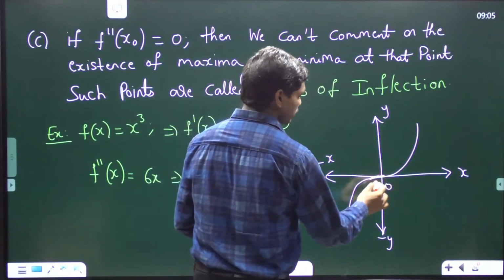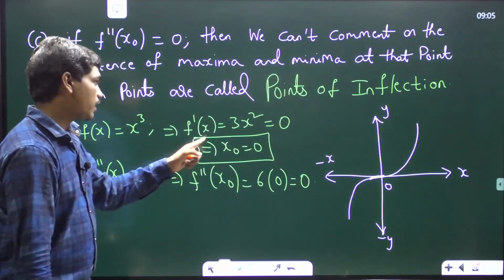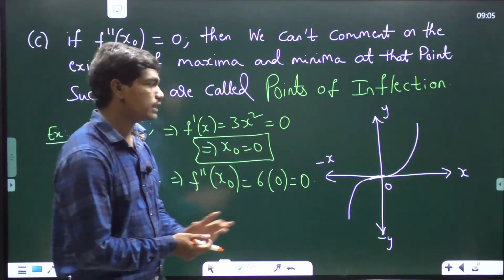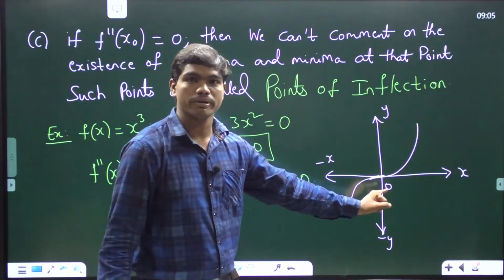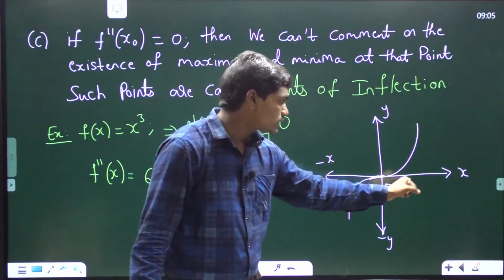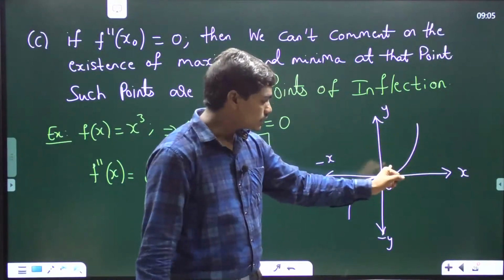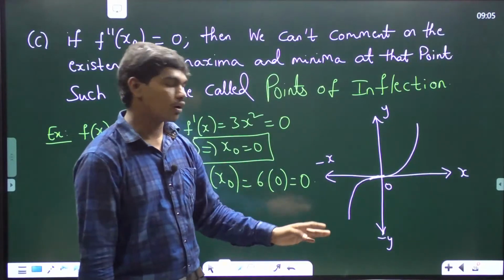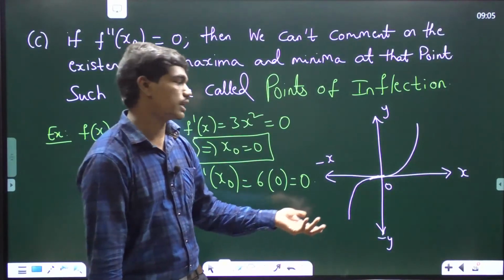So at this point, you got the first derivative to be 0, and you got x naught is equal to 0. But this function doesn't have a maximum or minimum at this point, because as you keep on increasing the values of x, the function keeps on increasing. Similarly, as you keep on decreasing the values of x, the function decreases. But we can't comment on maximum or minimum. It may or may not exist at that point.